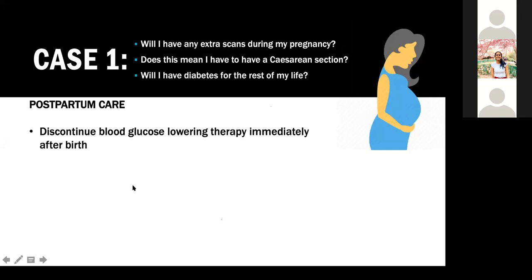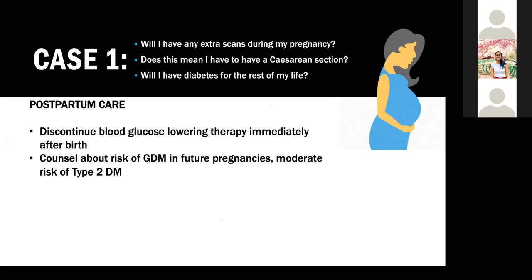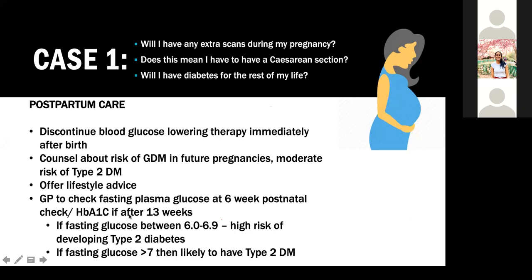And then, postpartum care for these women. It's important to discontinue blood glucose lowering therapy immediately after birth, especially for GDM. Counsel about the risk of GDM in future pregnancies. There's a moderate risk of type 2 diabetes, so you offer lifestyle advice. And the GP basically needs to check their fasting plasma glucose at their 6 week postnatal check. Or if that doesn't happen, then they can check the HbA1c after 13 weeks.